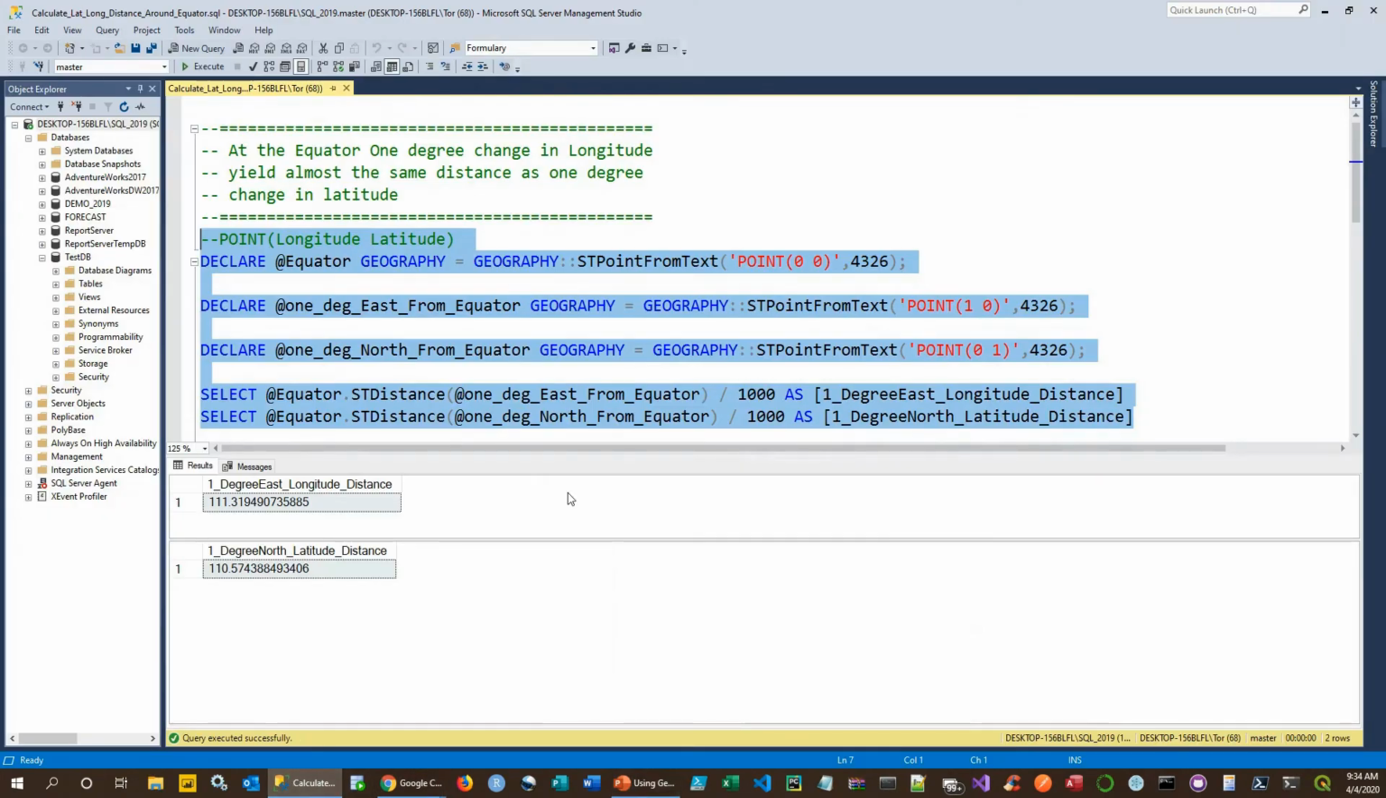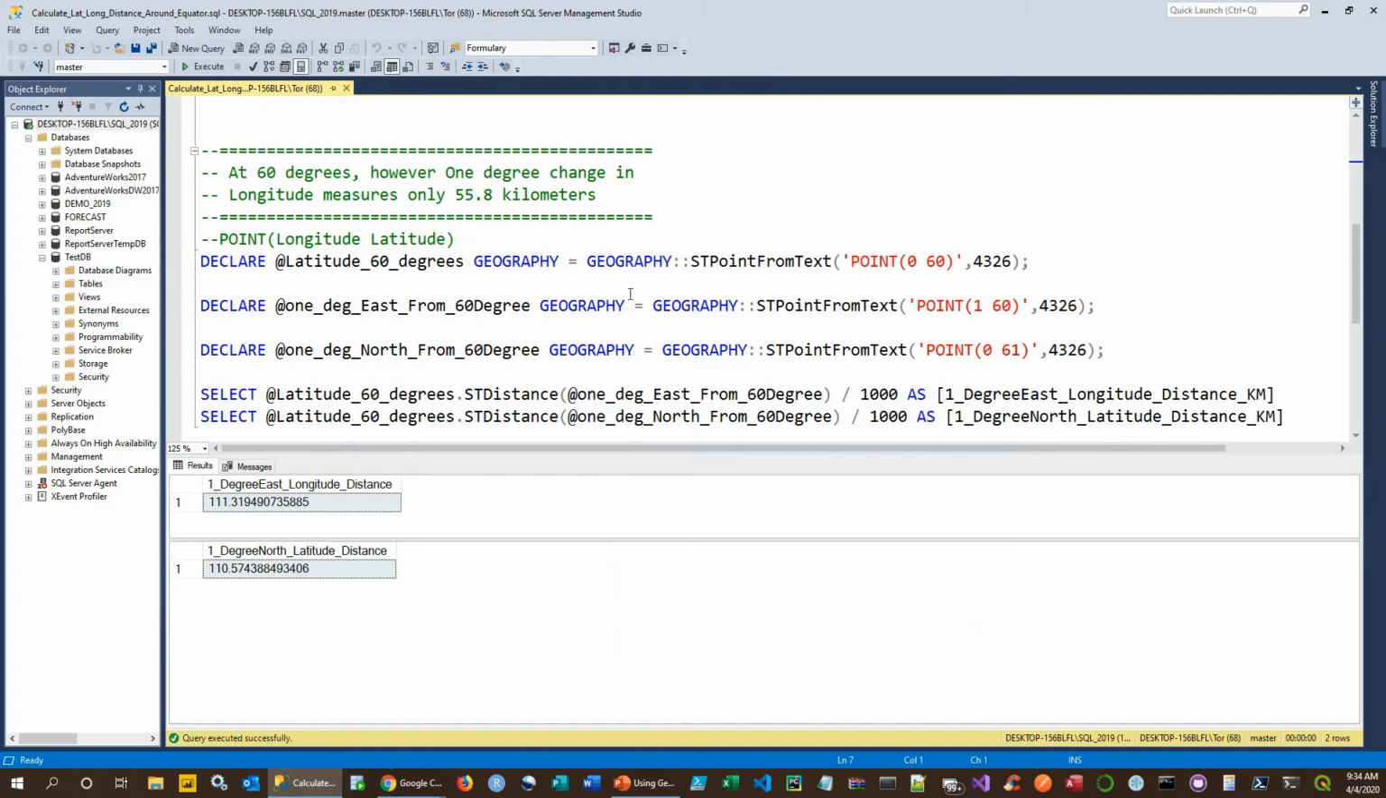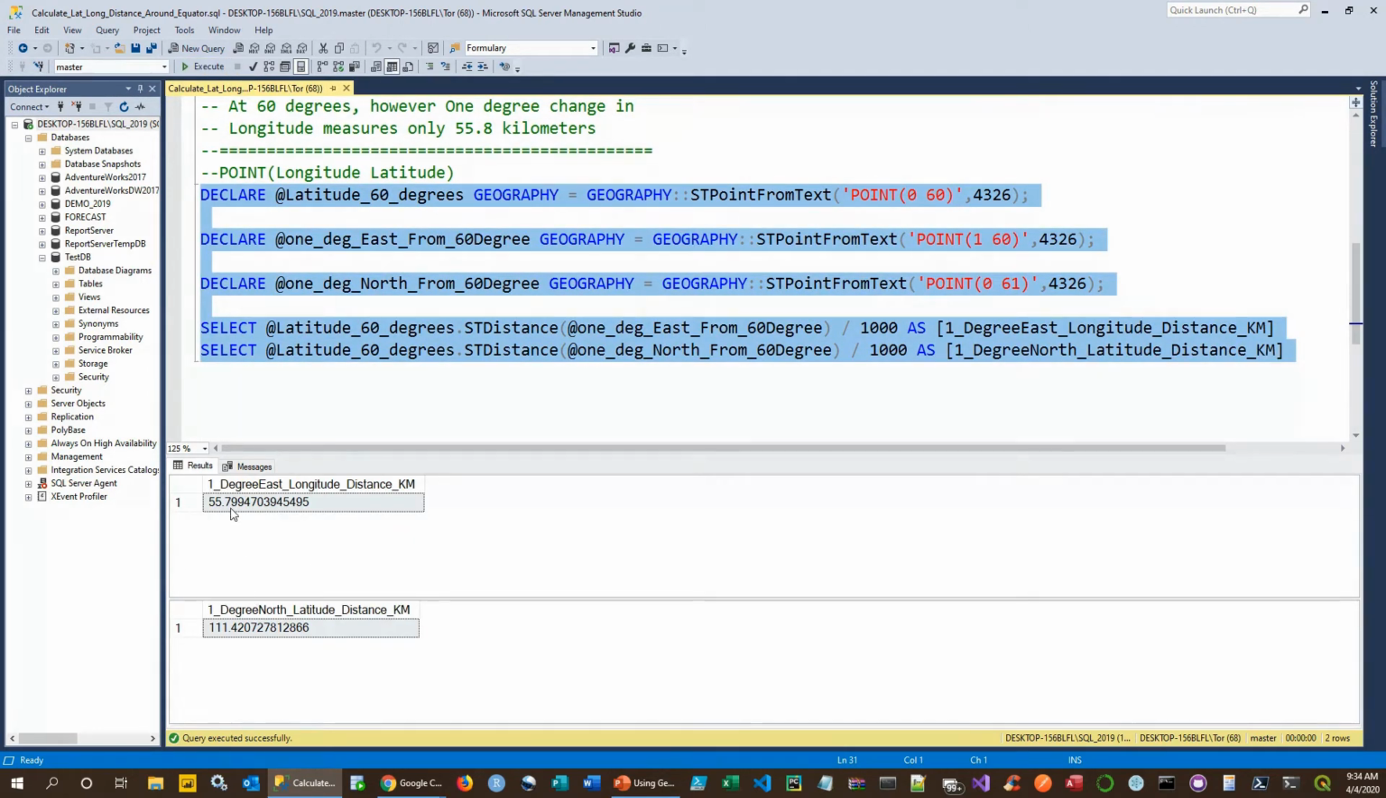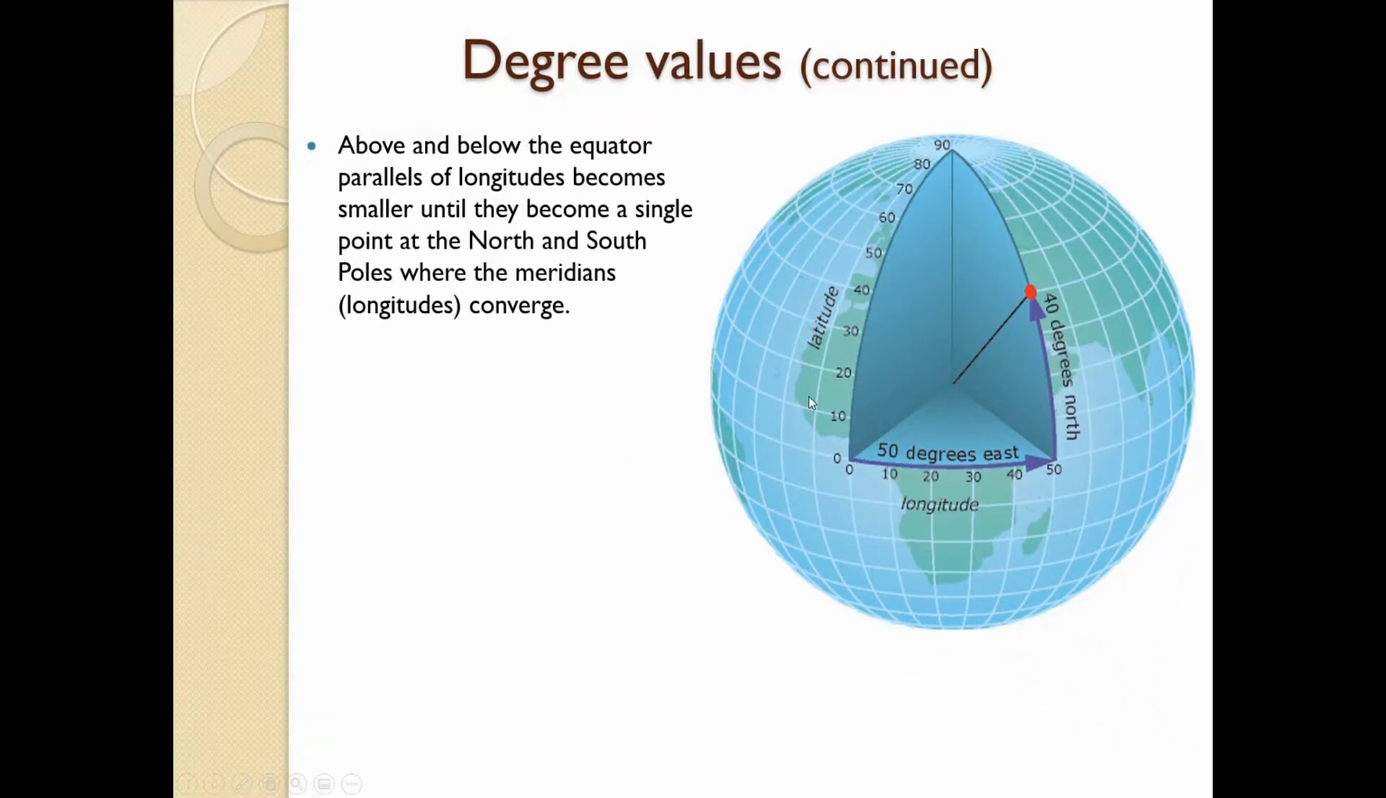So I can also run it at the 60 degree mark. Here I'm simply changing the 1 degree latitude up to 60 degrees, and I will run the same thing here to calculate at that point. So if I run that now, you can see it's about half now. And that's the longitude we're talking about at this point here.